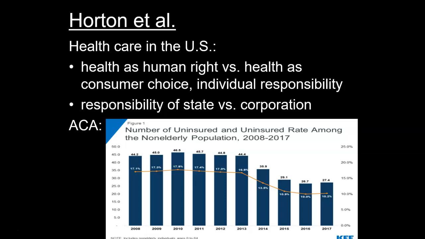So the difference then is putting the responsibility for health in a particular society on the state versus on corporations, right? Or various kinds of medical institutions. The ACA, of course, was responding to the high rates of medically uninsured or underinsured people in the U.S. population.